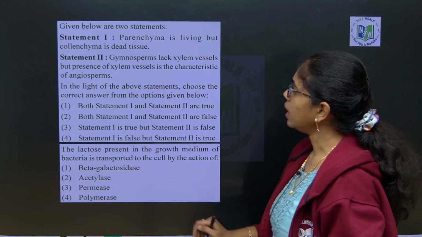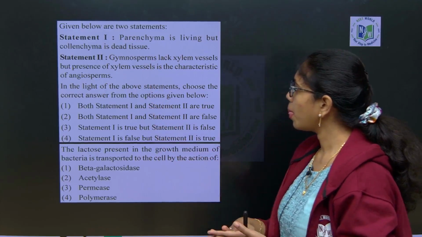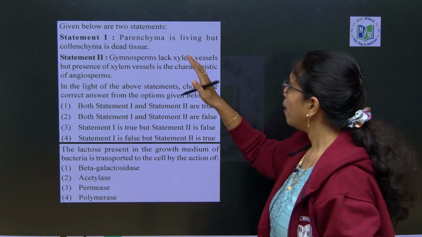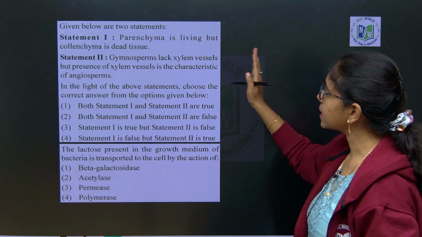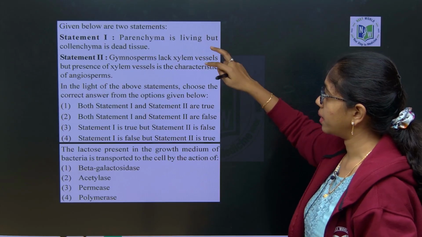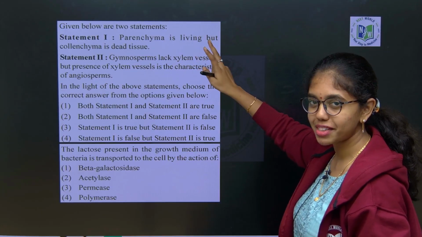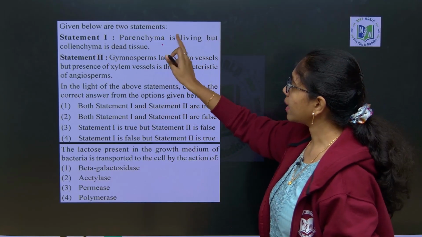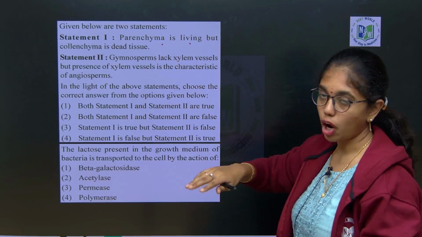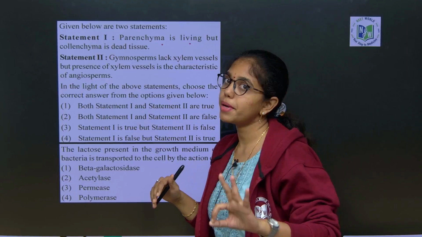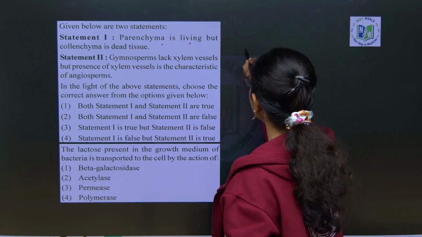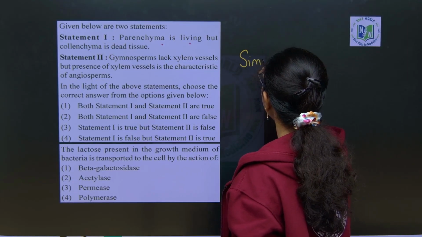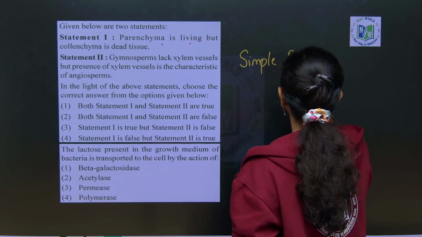Next, statement based question that is from plant kingdom. Parenchyma is living but collenchyma is dead. See, this question is connecting two chapters, that is anatomy and plant kingdom. Watch carefully. Parenchyma is living and collenchyma is dead. Wrong. What are the three simple permanent tissues?